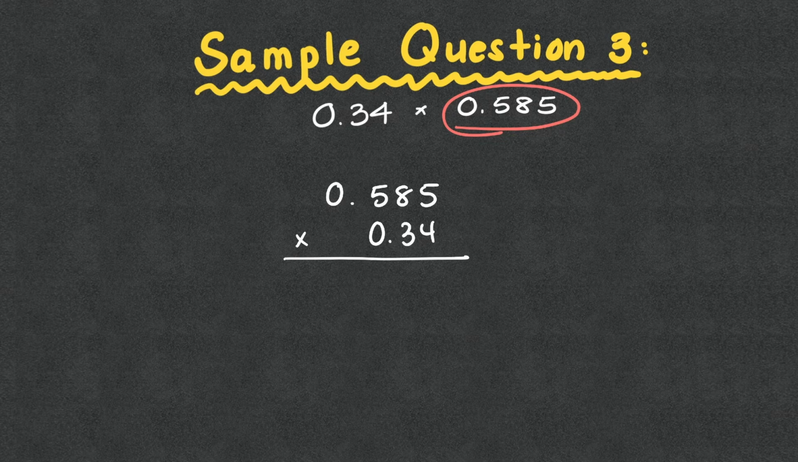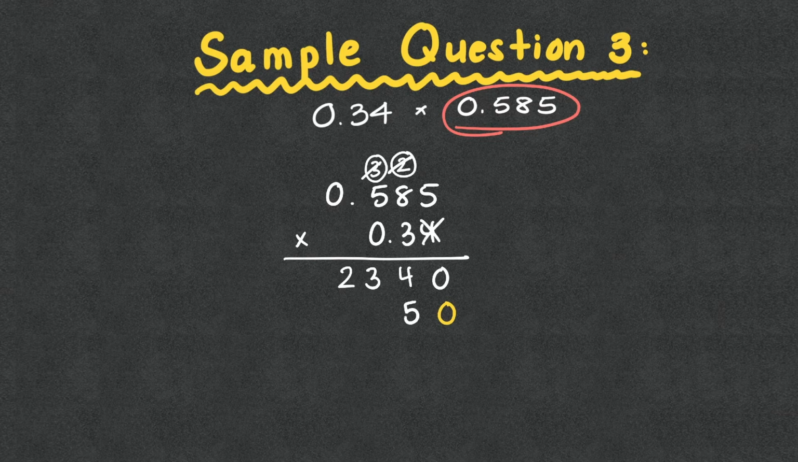All right, so again, we just multiply like normal without lining up the decimals. 4 times 5 is 20, drop the 0, carry the 2. 4 times 8 is 32, plus 2 is 34, drop the 4, carry the 3. 4 times 5 is 20, plus 3 is 23. We're going to cross those out, add in our placeholder 0, and we continue because the 4 is done.